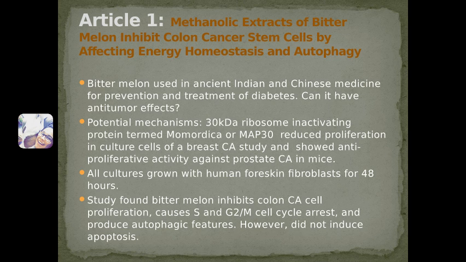It caused S and G2 and M cell cycle arrest, where S is the synthesis part of the cell cycle, and M is the mitotic phase, which is great for colon cancer because it can help kill the colon cancer cells in each of the cell cycle phases. It also produced autophagic features, and with this feature, it showed that the colon cancer cells were eating themselves. However, it did not show apoptotic tendencies in these colon cancer cells.